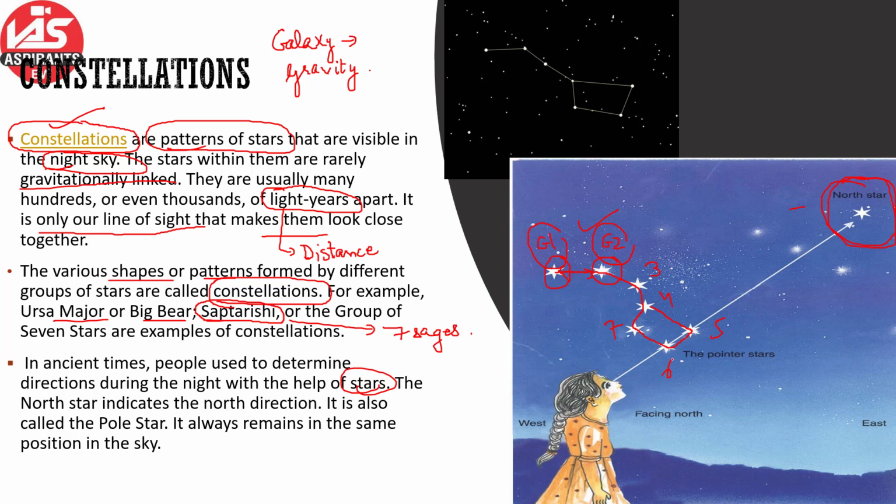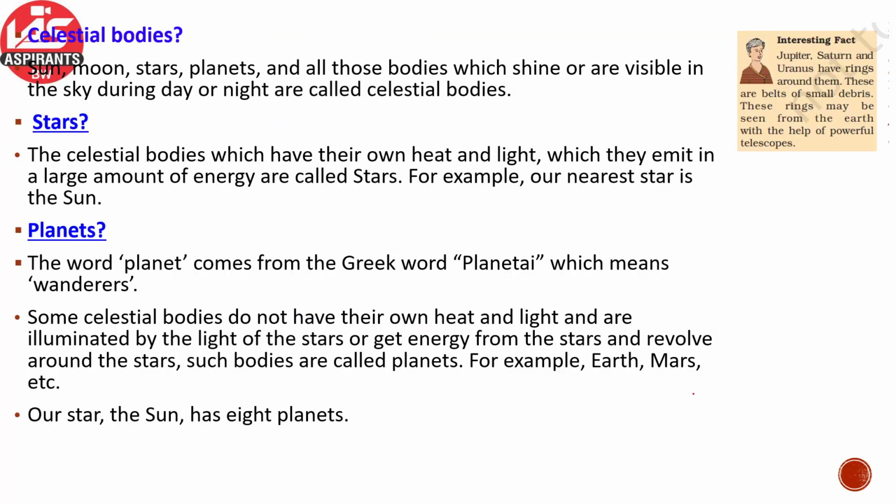So if you use the last two stars, also known as the pointer stars, okay, and you look straight towards the pointer stars and extend this line of sight, then you will directly see the North Star, which always remains in the same position in the sky. Okay, and of course this is when you are facing north, because the North Star is at the North Pole, like the pole star. Okay, let's move forward.